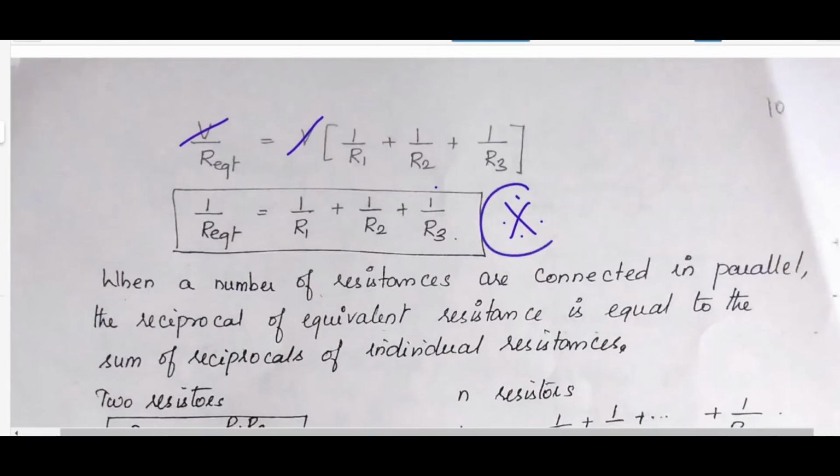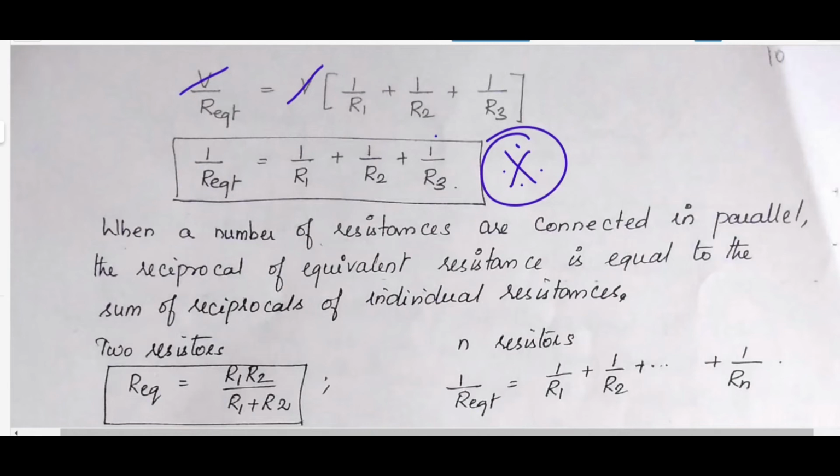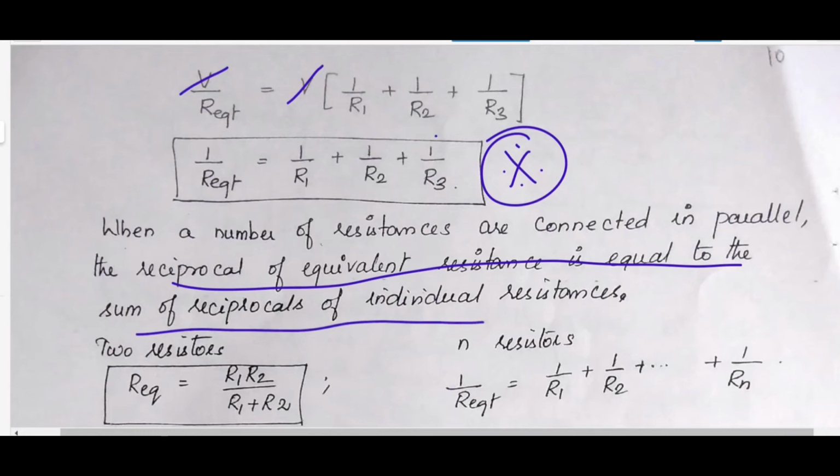So when three resistors are connected in parallel, we have to find the equivalent resistance in this way. When two resistors are connected in parallel, then the reciprocal of the equivalent resistance is equal to the sum of the reciprocals of the individual resistances. R equivalent equals R1 R2 by R1 plus R2.